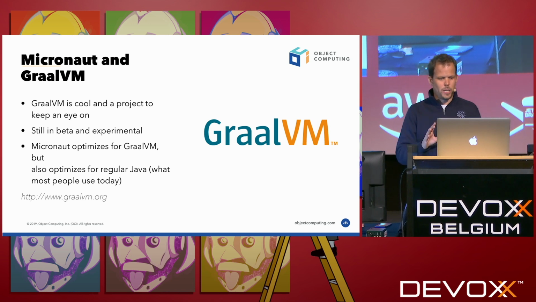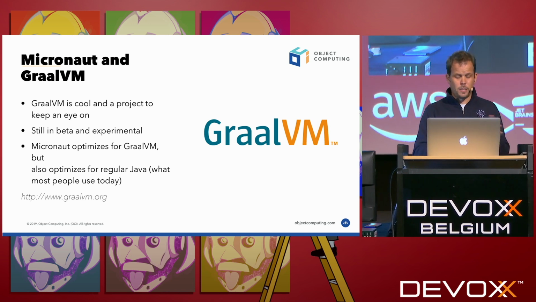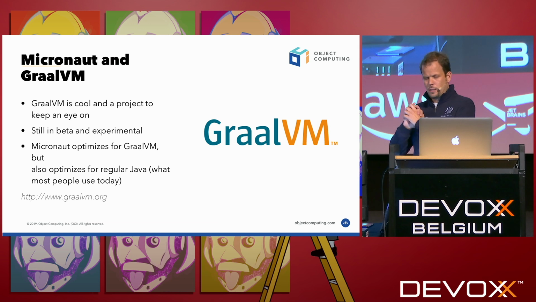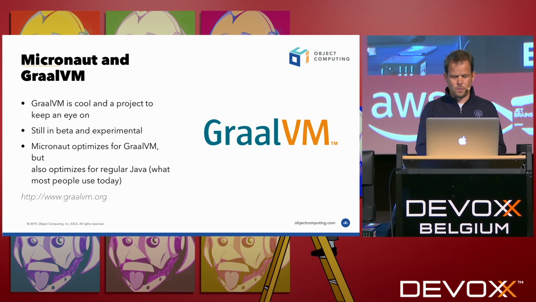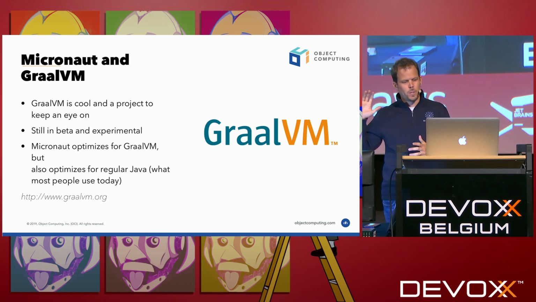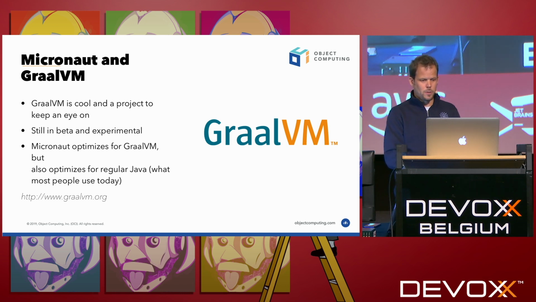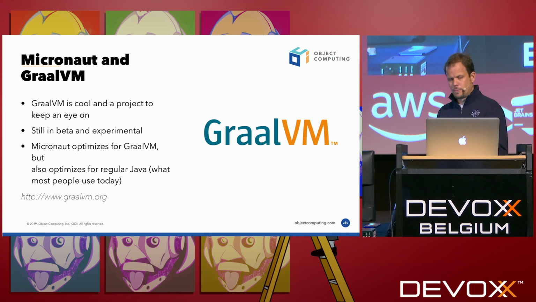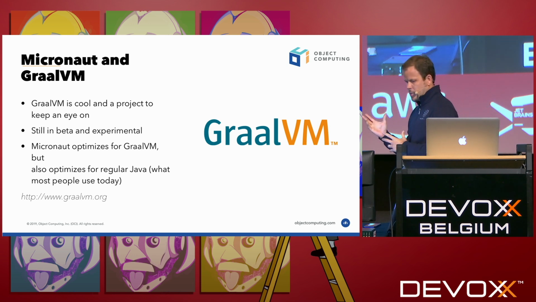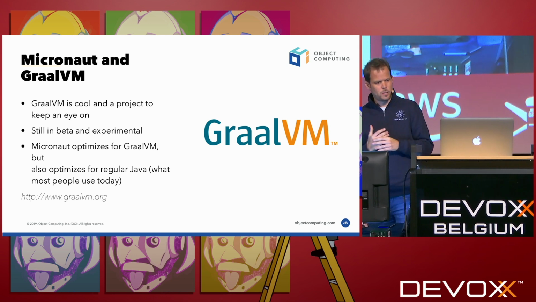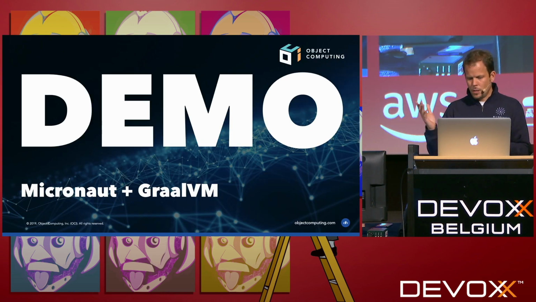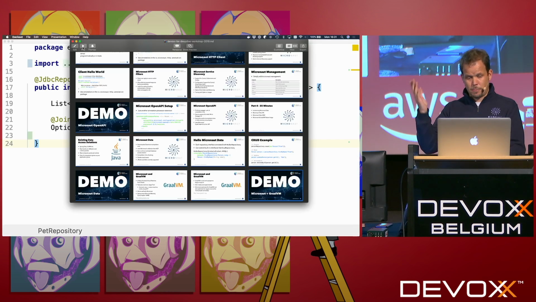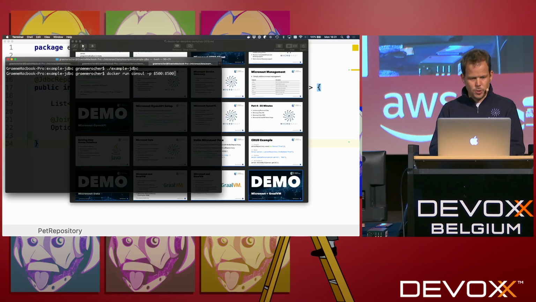So GraalVM is really cool. The native image part, Substrate, is still in beta and experimental, but GraalVM itself is production ready. Micronaut optimizes for GraalVM Substrate, but it also optimizes for regular Java, which is what most people use today. So I'm nearly coming to the end of my talk.